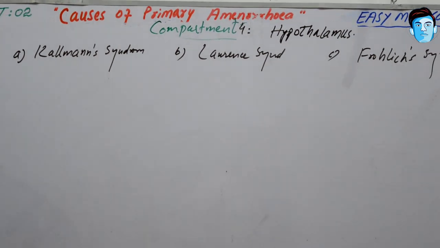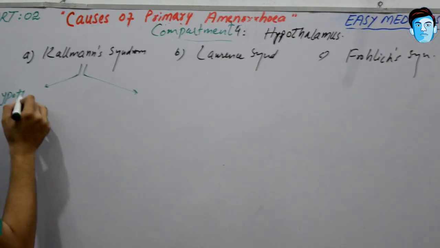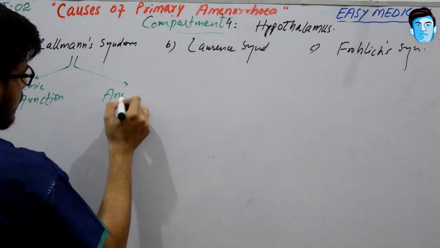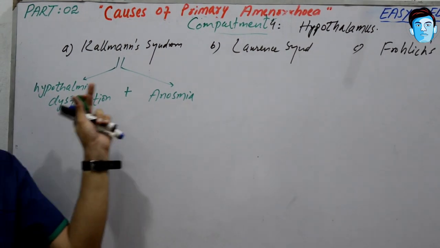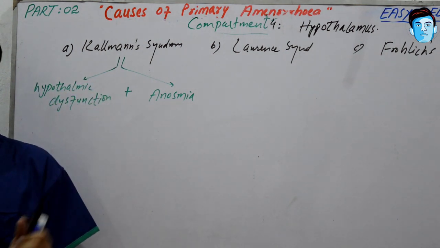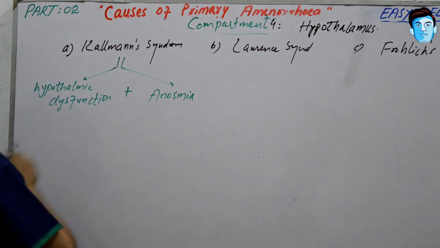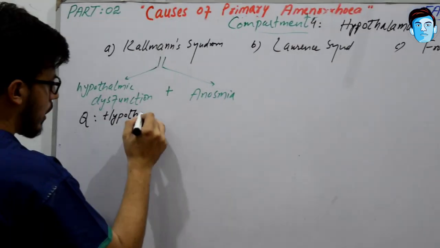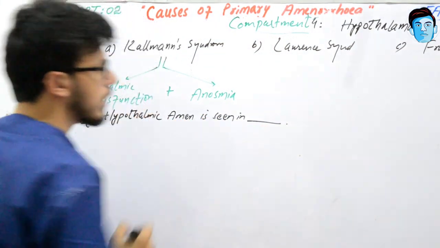Now it is characterized by hypothalamic dysfunction and anosmia. So amenorrhea is seen in which condition?